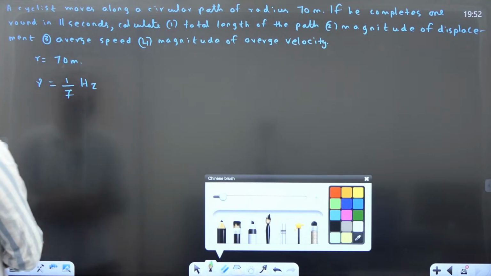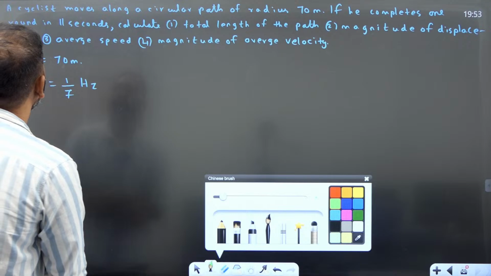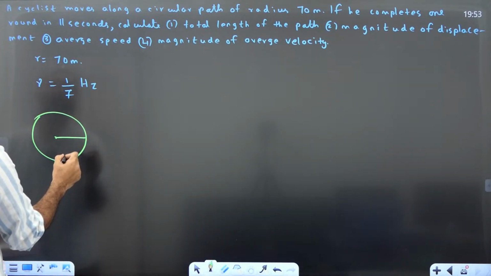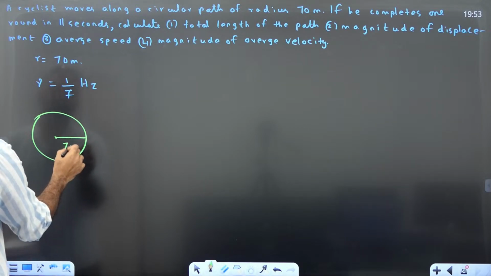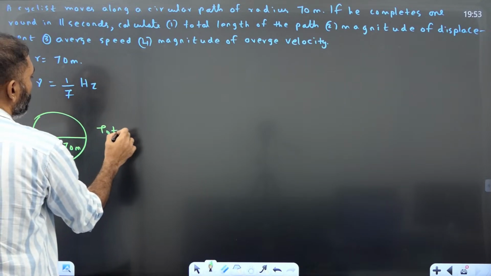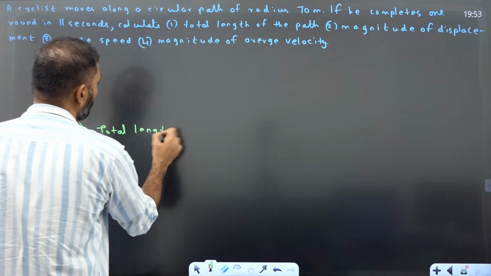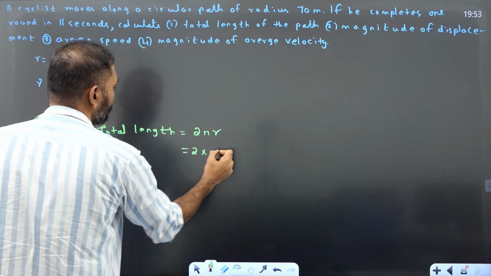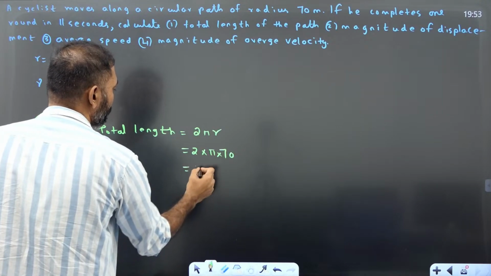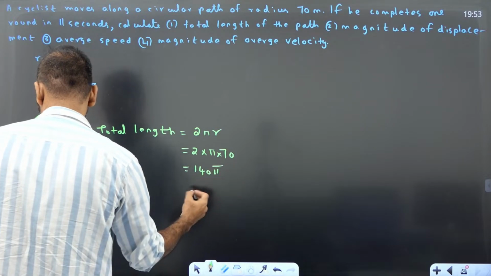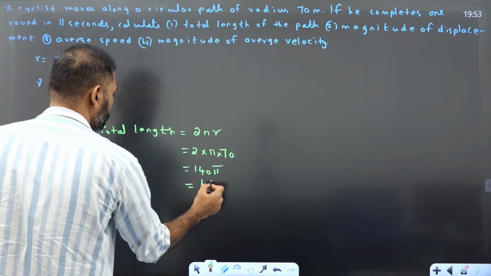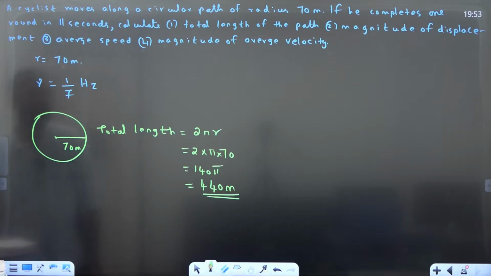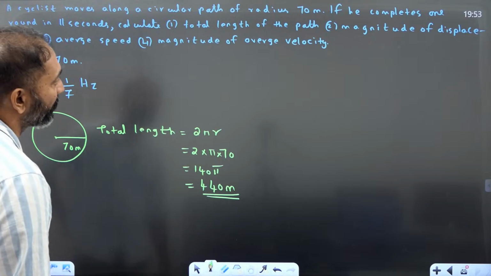Total length. What is the total length of the path? If it is a circular path and the radius is 70 meter, the total length of the path will be 2 pi r, because it is a circumference. So 2 into pi into 70, that is 140 pi. That is almost 440 meter. Now that is the path length, the total length of the path.